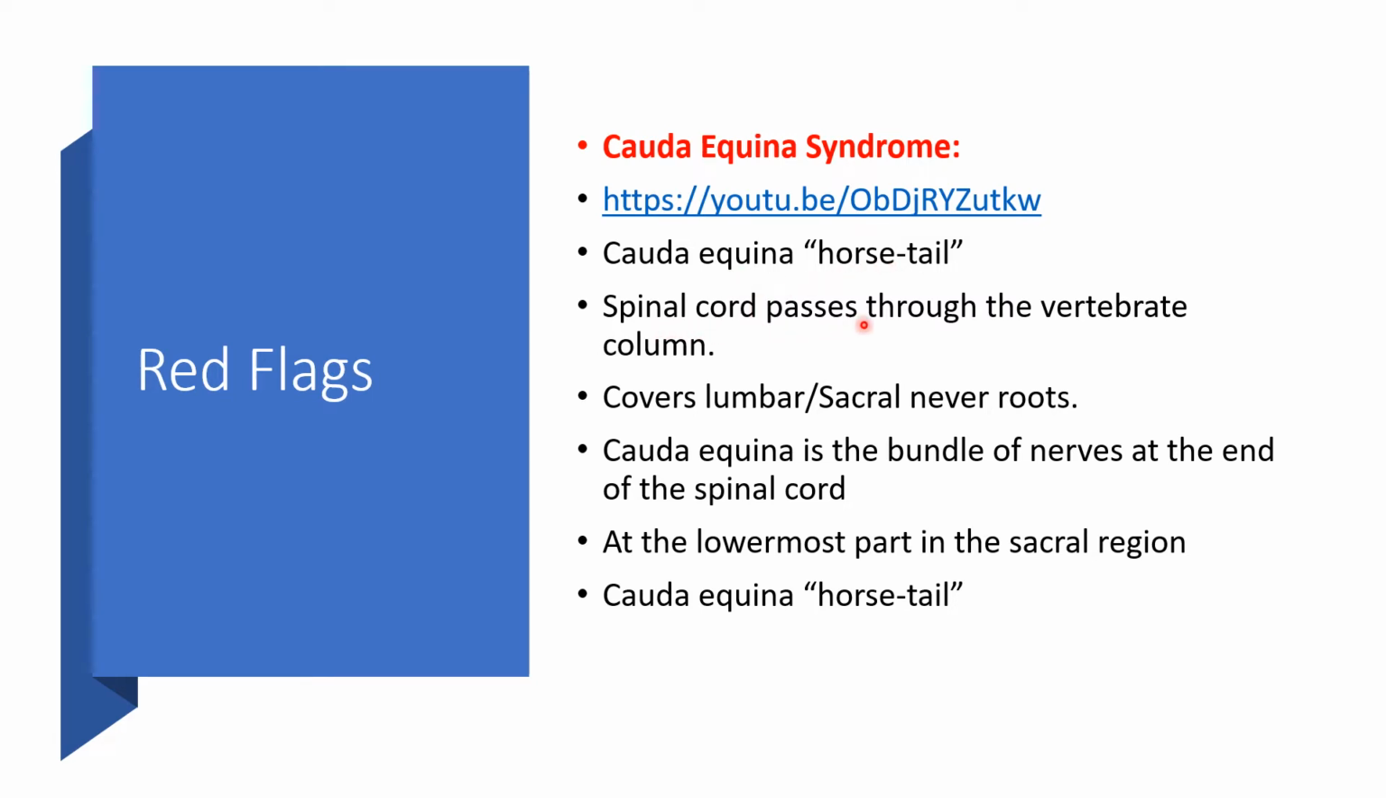Here, the spinal cord passes through the vertebral column and it covers the lumbar and sacral nerve roots. The Cauda Equina is the bundle of nerves at the end of the spinal cord. At the lowermost part in the sacral region, that is where you're going to find the Cauda Equina. Cauda Equina, once again, means horse tail.